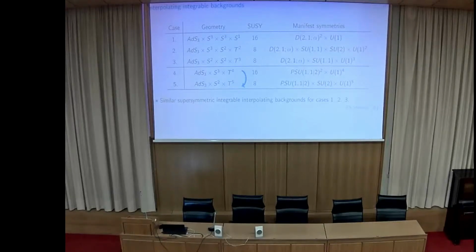But one can, of course, also start from the mixed flux case. But what happens in that case is that it's not possible to interpolate all the way to S2, for instance. So the amount of NS-NS flux will put a lower bound on the squashing of the sphere that one can do.